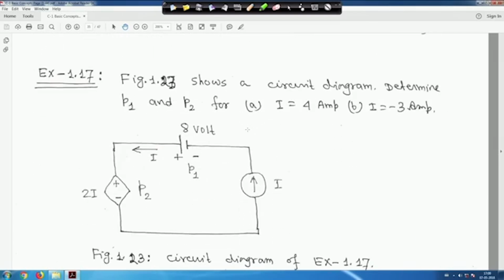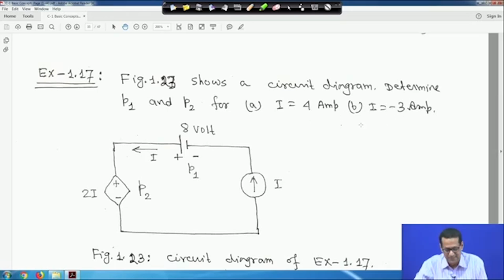Then this figure, this is example 17. Now figure 27 shows a circuit diagram. Determine P1 and P2 where I is equal to 4 ampere and I is equal to minus 3 ampere, right. So this is a dependent voltage source, and the first case is I is equal to 4 ampere, right, and it is a dependent voltage source.